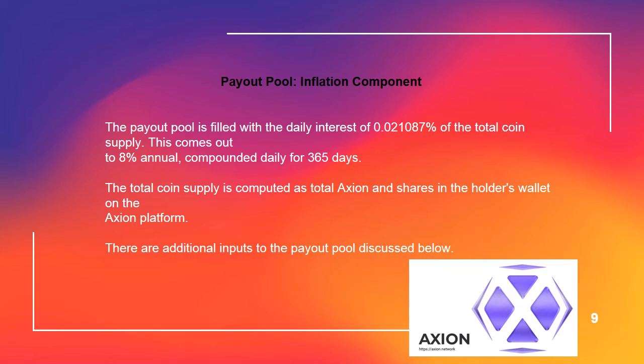Payout pool, inflation component. The payout pool is filled with the daily interest of 0.021087% of the total coin supply. This comes out to 8% annual, compounded daily for 365 days. The total coin supply is computed as total Axion and shares in the holders' wallets on the Axion platform. There are additional inputs to the payout pool discussed below.